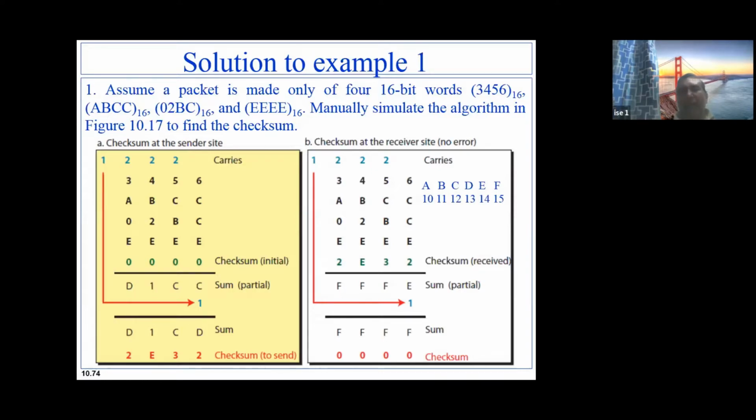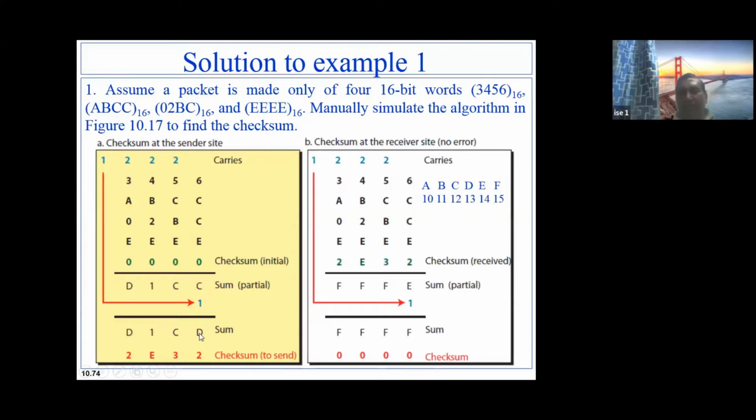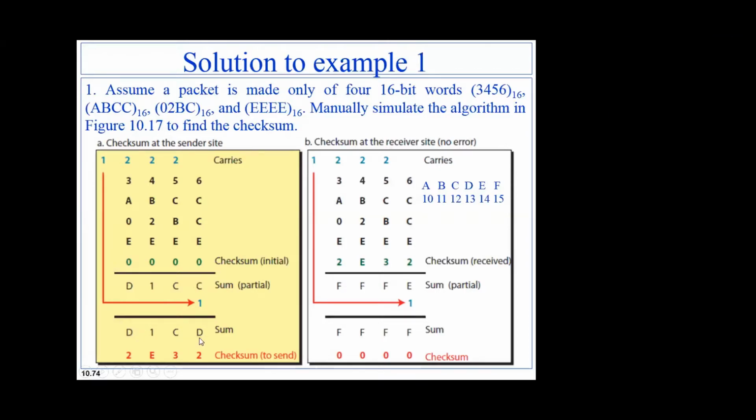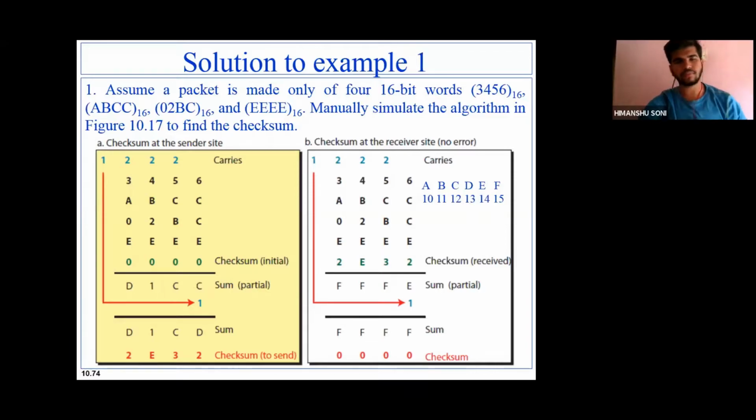This 1 I have folded, and I am adding it here to whatever partial sum I have got. Now this becomes 12 plus 1, 13, so I have written D. So this is my checksum value. You got the idea? What is the checksum? D1CD. Have you understood?